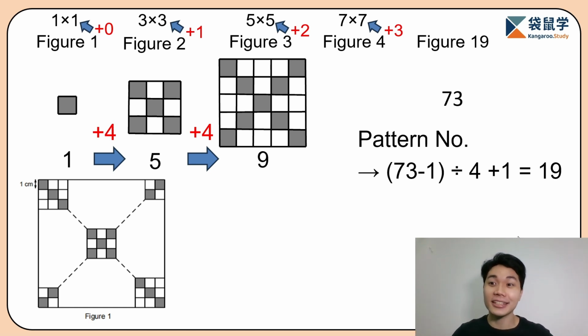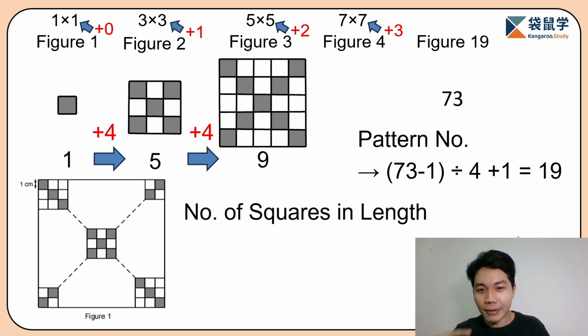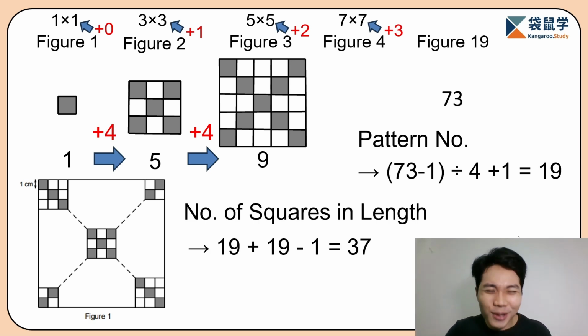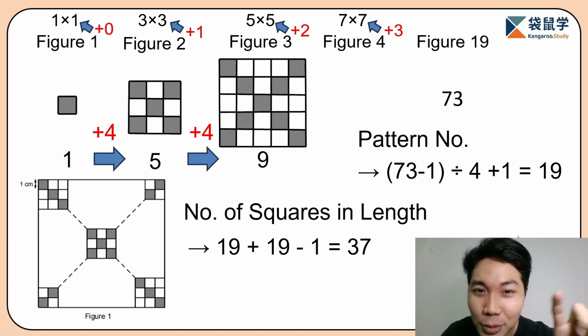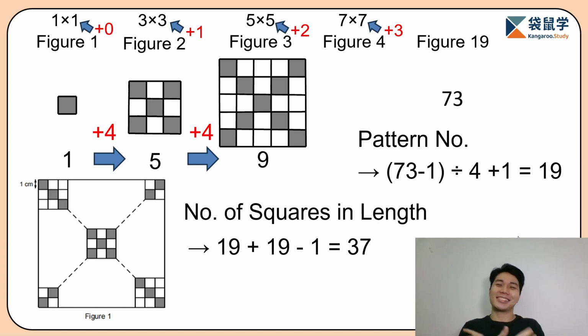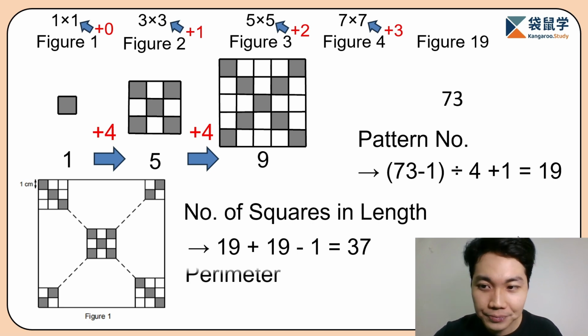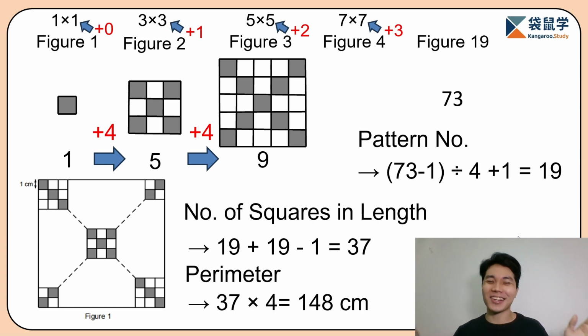So we want to find how many squares are in the length of figure 19. We can just take 19 plus 19, then we minus 1, then we get 37. So we can find the number of squares in length is 37. So to find the perimeter, how to find? It's just simply times 4. So we have 37 times 4, which is 148 cm. And the question is solved.